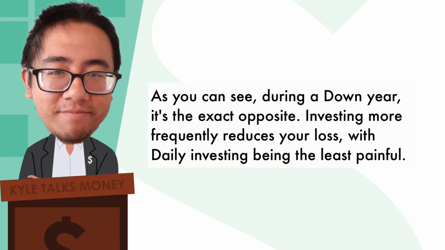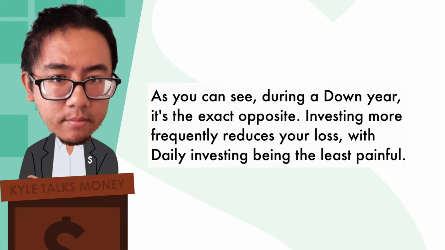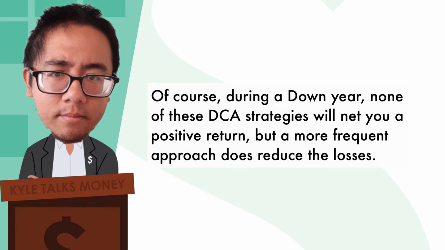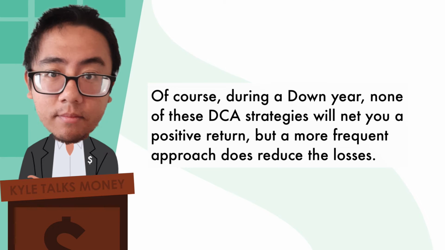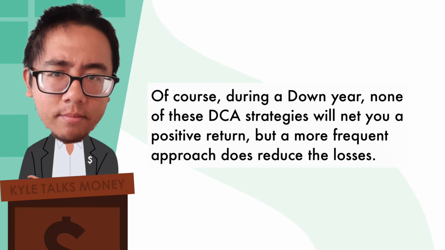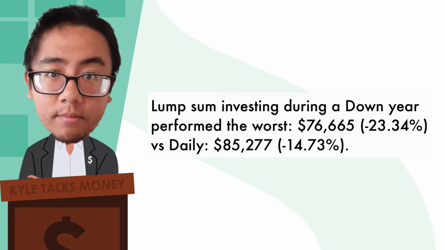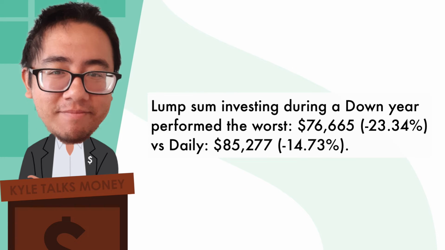As you can see, during a down year, it's the exact opposite. Investing more frequently reduces your loss, with daily investing being the least painful. Of course, during a down year, none of these dollar cost averaging strategies will net you a positive return, but a more frequent approach does reduce the losses. And what of lump sum investing during a down year? Lump sum investing during a down year performed the worst, negative 23% versus daily, negative 14%.